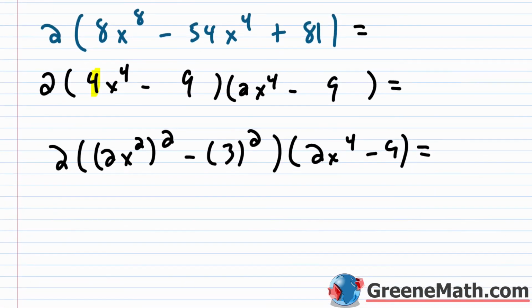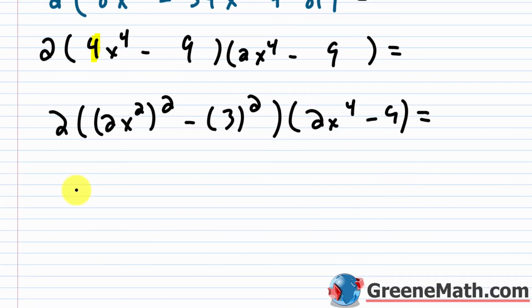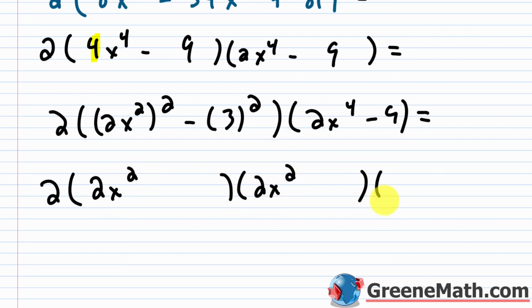So let me go ahead and scroll down a little bit here. This is going to end up being 2 times the quantity. This 2x squared would be in the first position of each binomial. You close that down. Let me put this 2x to the 4th power minus 9 like this. And then I have a plus and a minus. And then this last guy being squared is going to go here and here.